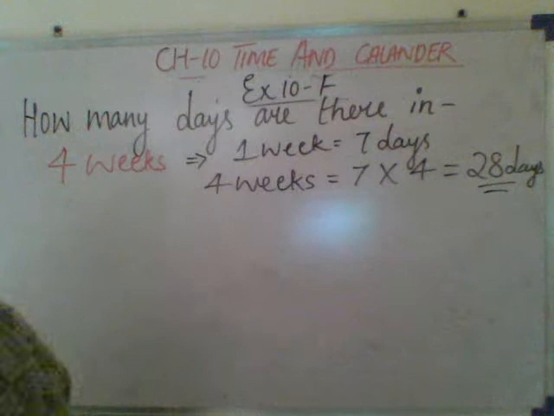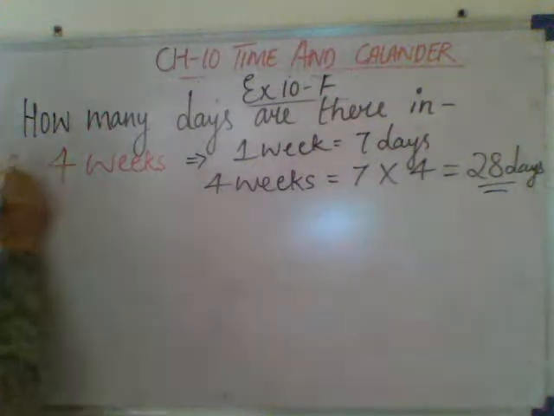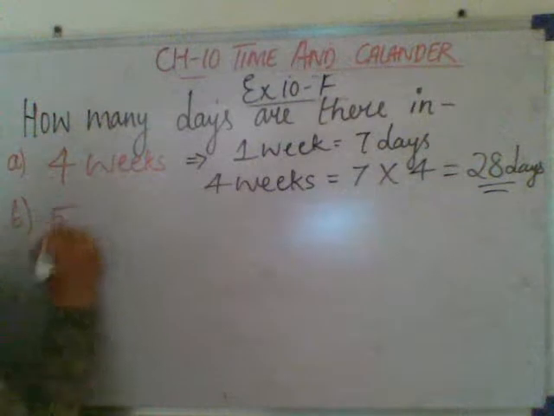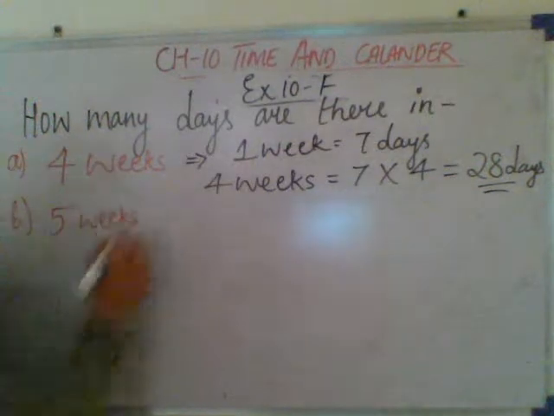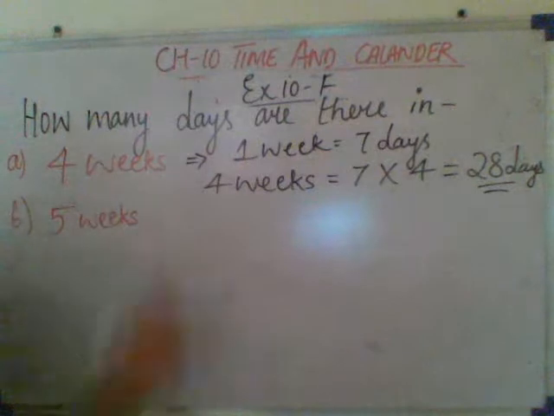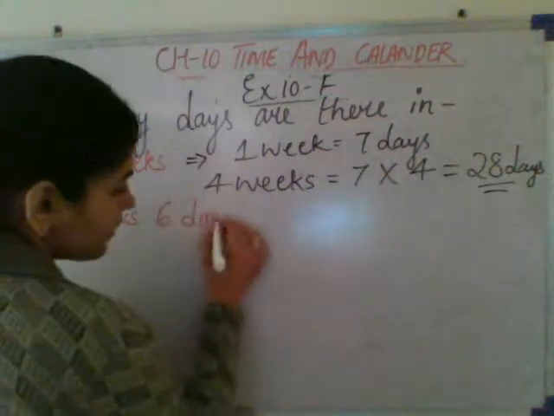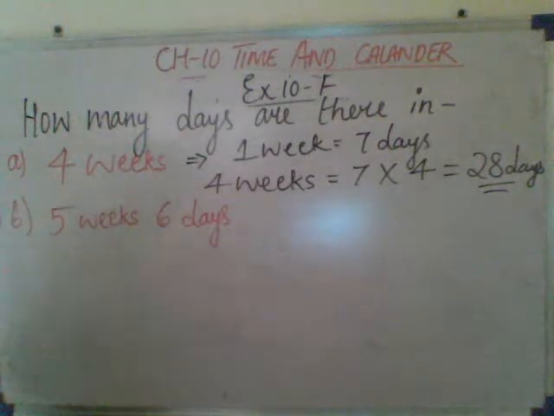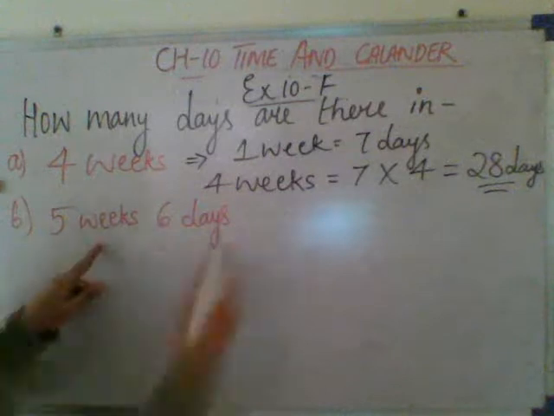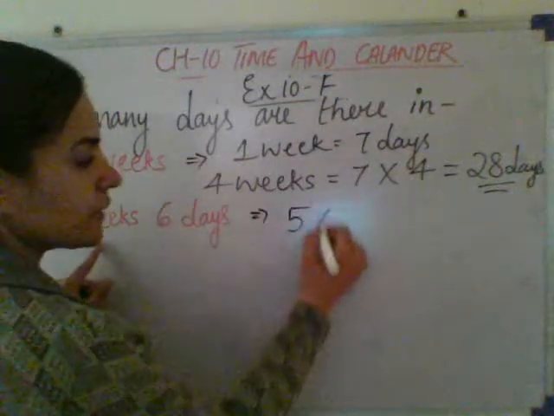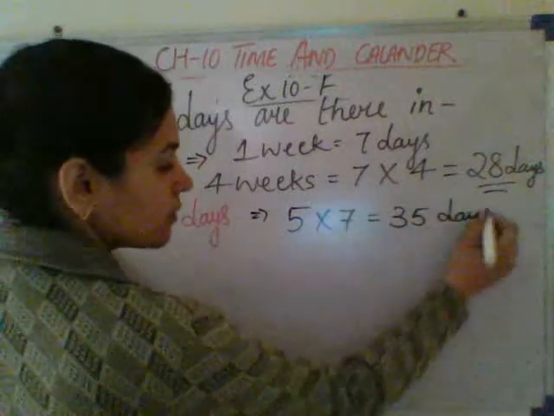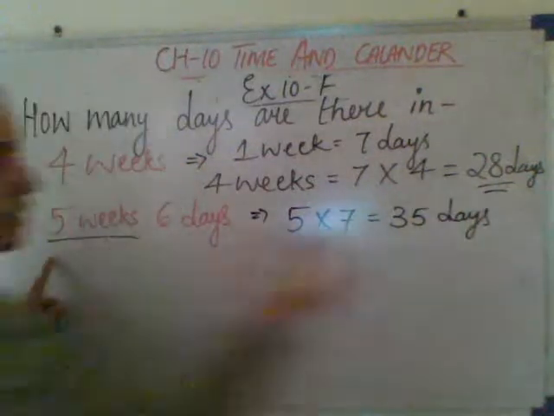Now, if I ask you, how many days are there in 5 weeks and 6 days? In 5 weeks and 6 days, we have to find how many days are there. So, 5 weeks. It means 5 multiplied by 7. 5 sevens are 35 days. So, 5 weeks have how many days? 35 days.